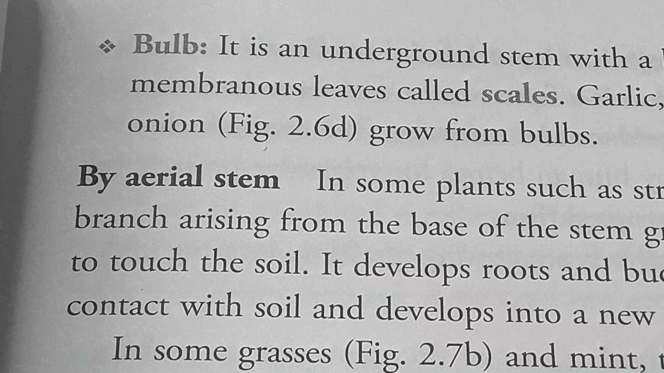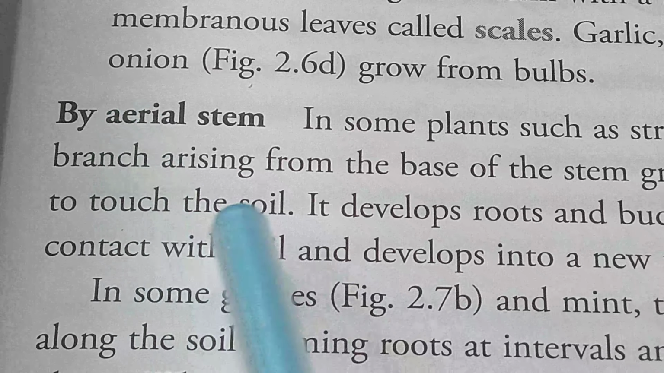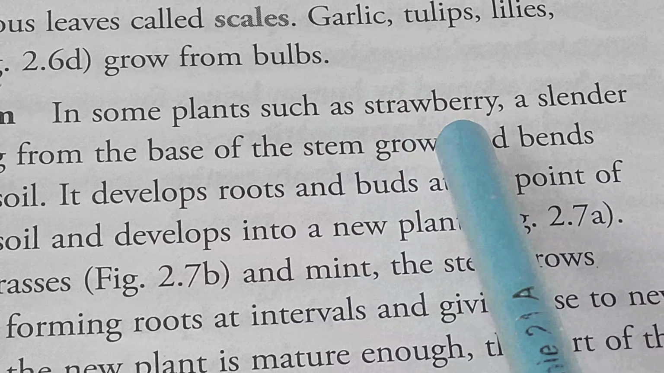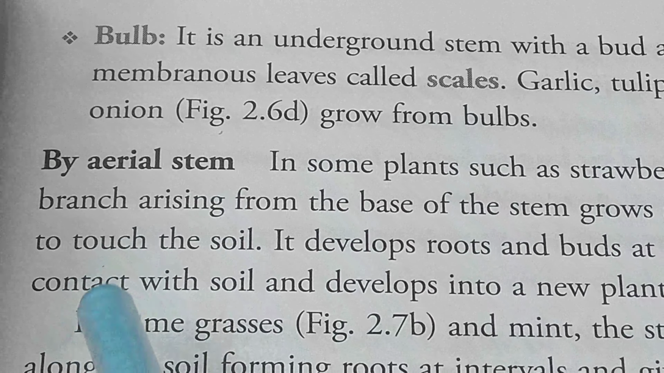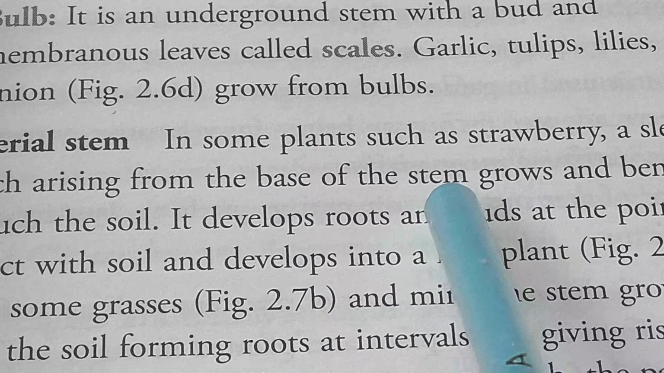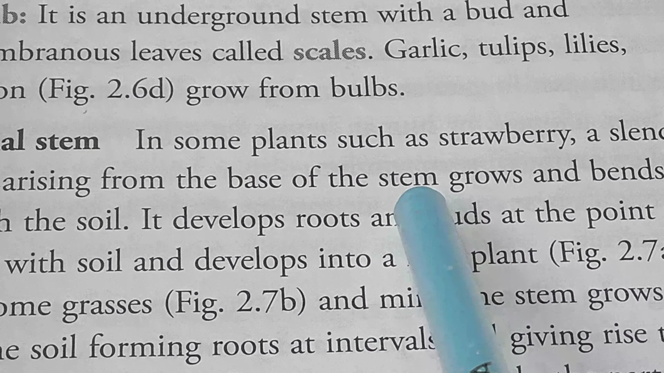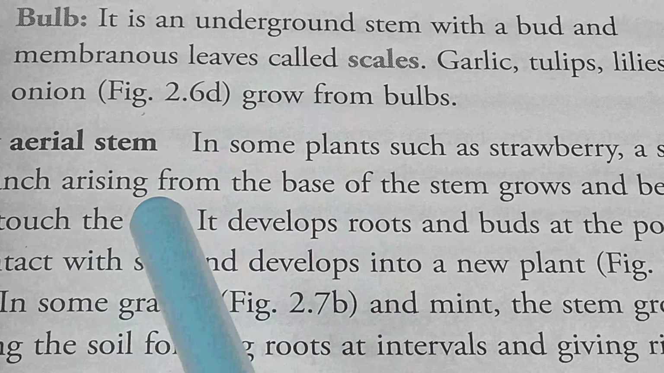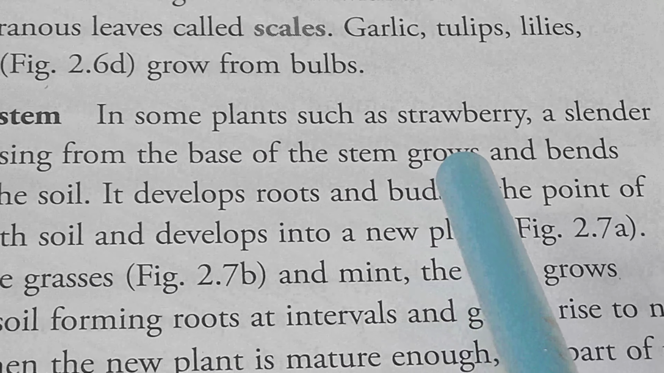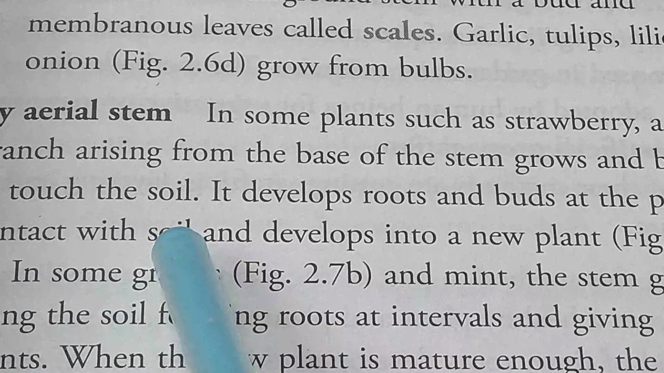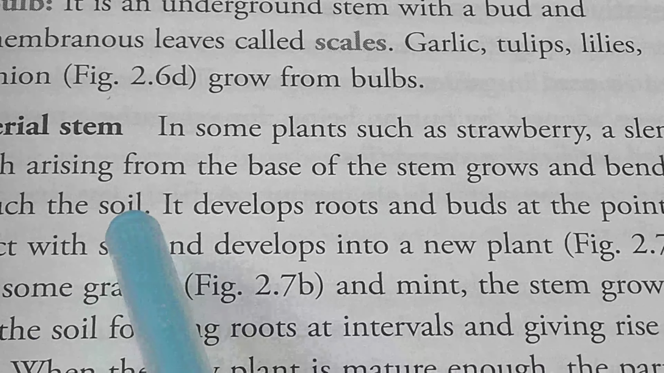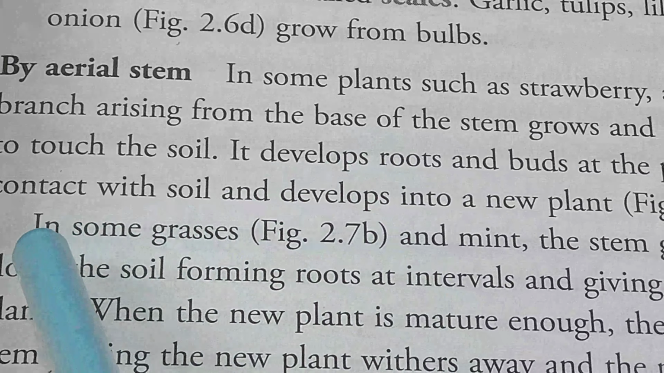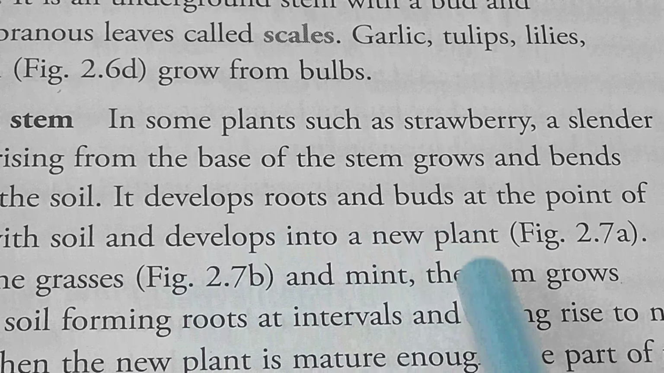Today I will start from vegetative propagation by aerial stem. So look at your book. In some plants, such as a strawberry, a slender branch arises from the base of the main stem. मतलब मेन स्टेम जो होता है वहां से एक स्लेंडर ब्रांच जस्ट अराइजेस एंड ग्रोज एंड बेंड्स टू टच द सॉइल मतलब सॉइल छूने के लिए बेंड हो जाता है, then it develops roots and buds at the point of contact with soil and develops into a new plant.